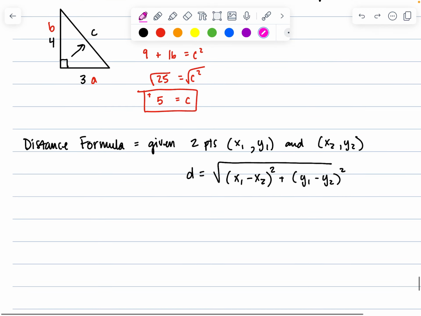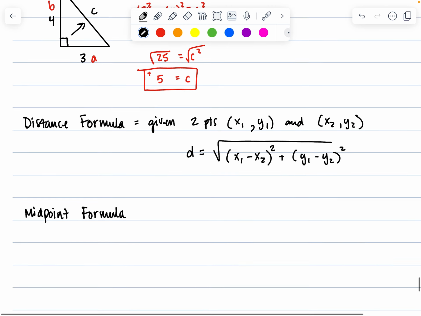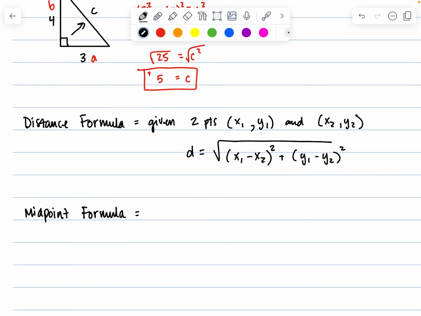Last but not least, we have the midpoint formula. The midpoint formula is exactly what it sounds like. It's used to solve for a midpoint given 2 points, or even to solve for an endpoint given the midpoint and one of the endpoints.